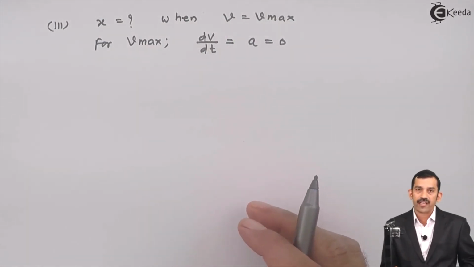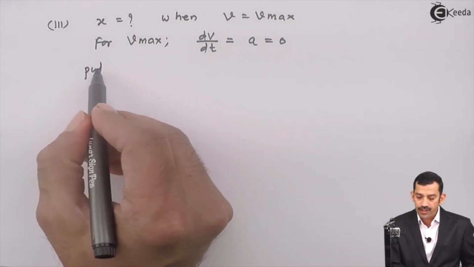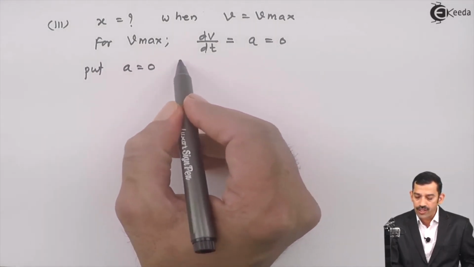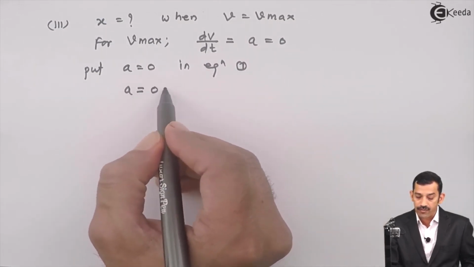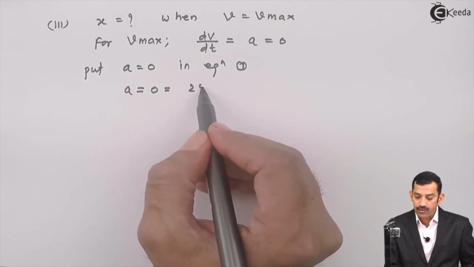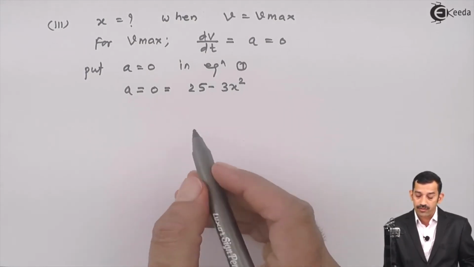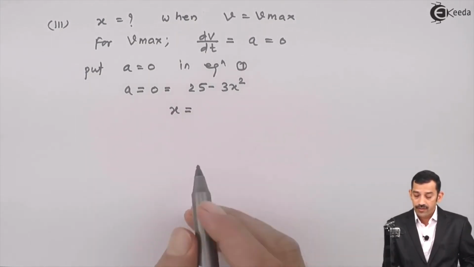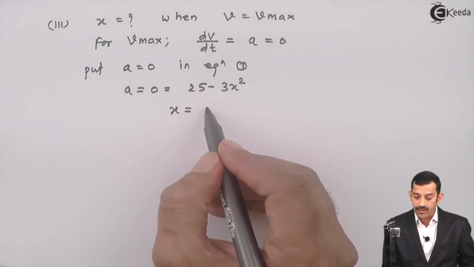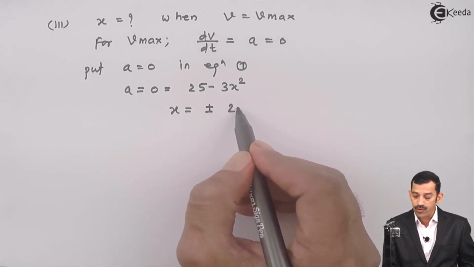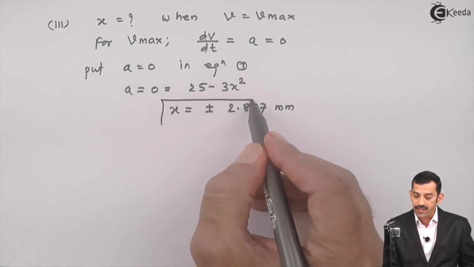As you know, acceleration is 0. If we substitute a as 0 in equation 1, the equation of acceleration, a = 0, and on the right hand side there are only two terms, 25 - 3x². Using this, easily we will get the position where acceleration is 0, that means the velocity becomes maximum. Using a calculator, this answer comes out to be plus minus 2.887 millimeters. This is your next answer.